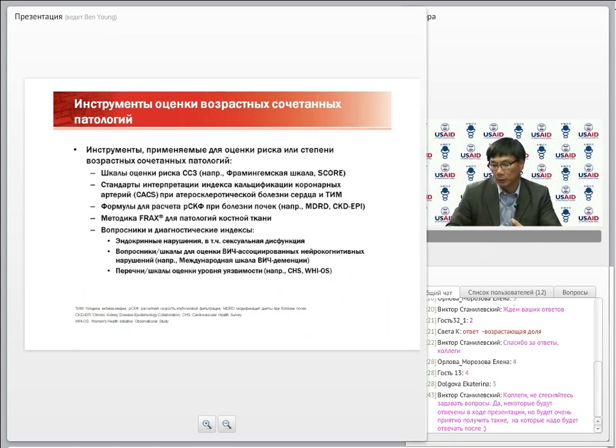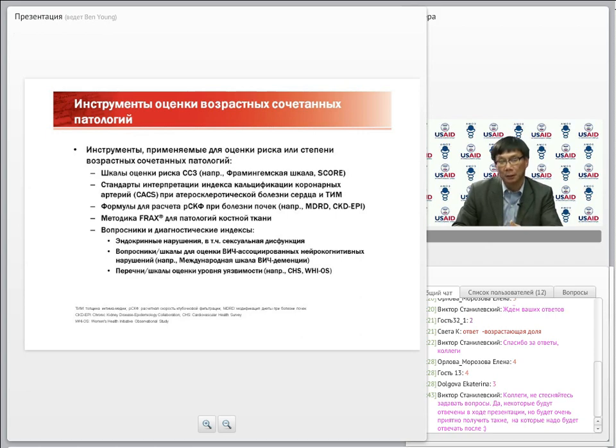These include online resources to assess cardiovascular risks, such as the Framingham calculator or SCORE, a variety of reference interpretations for coronary calcification, and tools to estimate glomerular filtration. These include the MDRD and Cockcroft calculators. We actually use these in the clinic on an everyday basis. There is also a reference to the FRAX calculator for fracture risk assessment.